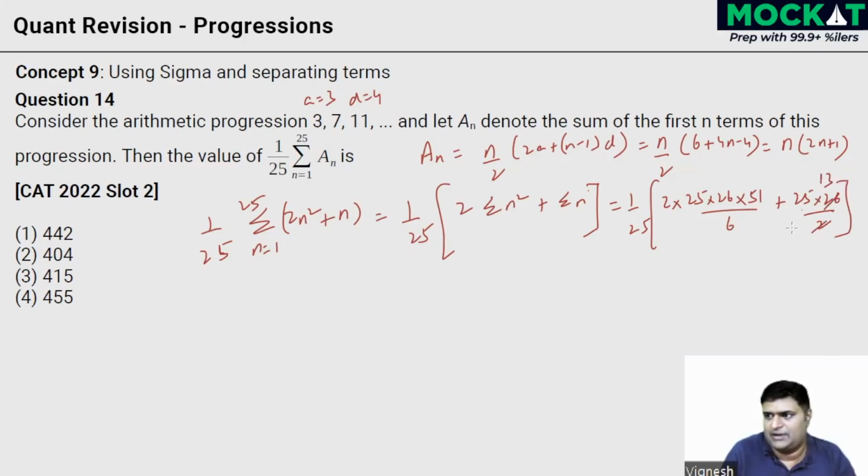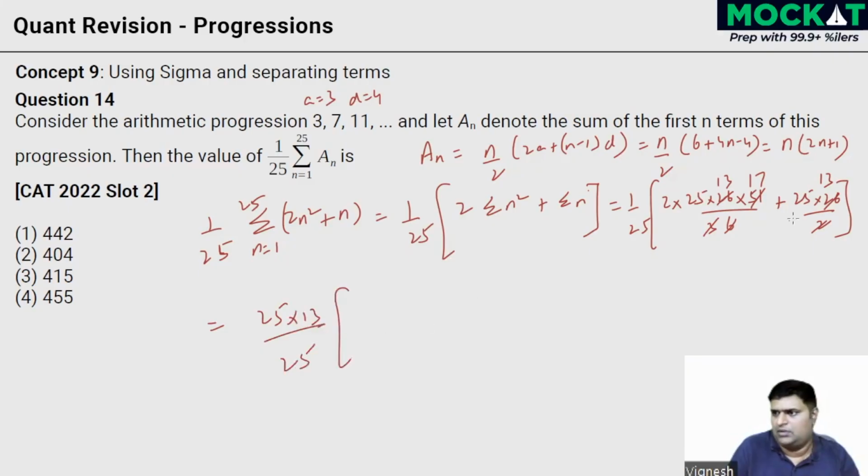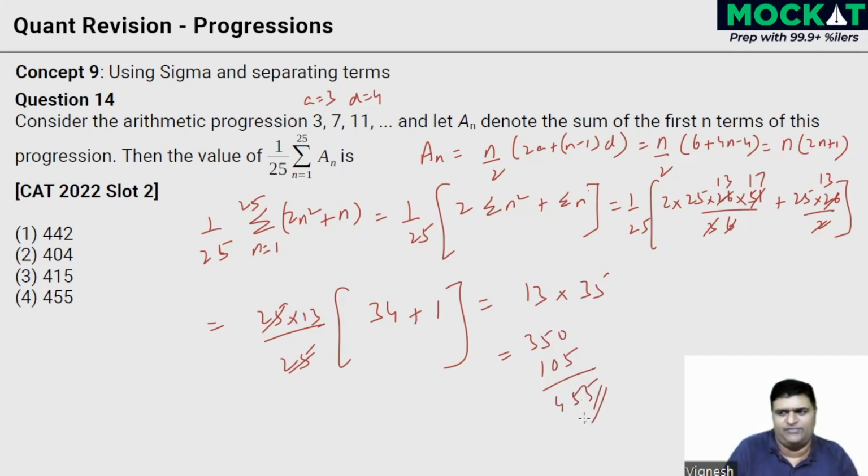2 I can cancel with this and I get a 13. I cancel a 2 over here and I get a 13. I get a 3 here. 3 over here is going to give me a 17. So what I can do is take a 25 into 13 out. So 25 into 13 divided by 25, right? And what I get inside is going to be 2 into 17, which is 34, plus 25 into 13 is out, so just a 1. 25 is cancelled. Supposed to be a 13 into 35, 350 plus a 105 comes to a 455. Option 4 over here becomes the answer.